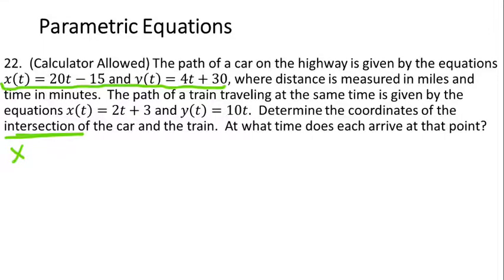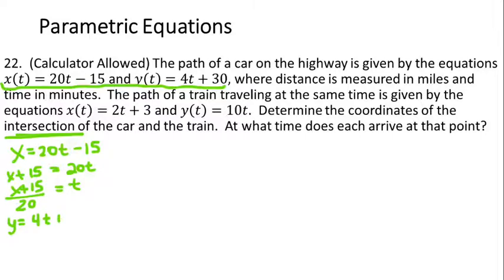So I'm going to start out with this x is equal to 20t minus 15, and I'm going to solve for t. So x plus 15 is equal to 20t, and then I'm going to divide by 20, and so I get t equals (x plus 15) over 20. Now what I can do is take this expression and substitute it for t in the y equation. So y is equal to 4t plus 30, and in place of the t, I'm going to put this expression, (x plus 15) over 20, plus 30.